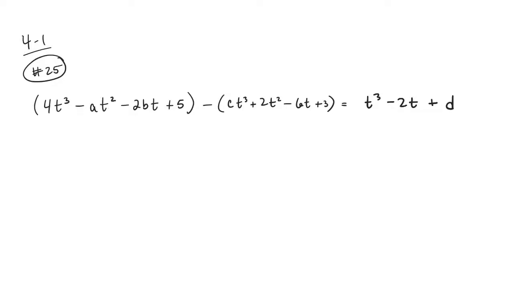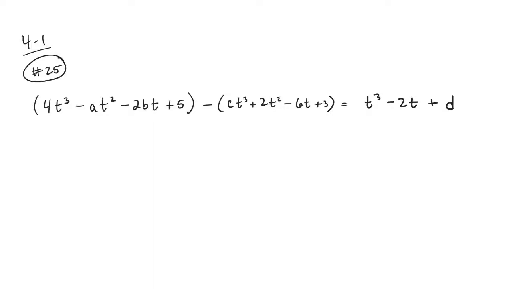So this is just a long problem with equating coefficients, right? It involves subtracting polynomials, combining like terms on the left side, and then using equating coefficients. Does the question say find A, B, C, D, or? Yeah. So on the left side, I see I have t cubed. Sorry, let me get rid of that. It's in my way. I have 4t cubed minus ct cubed.